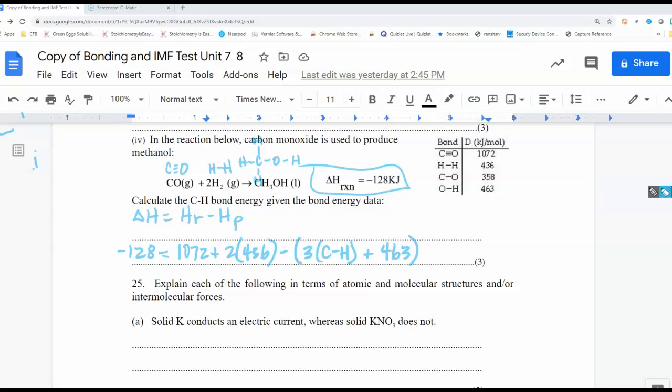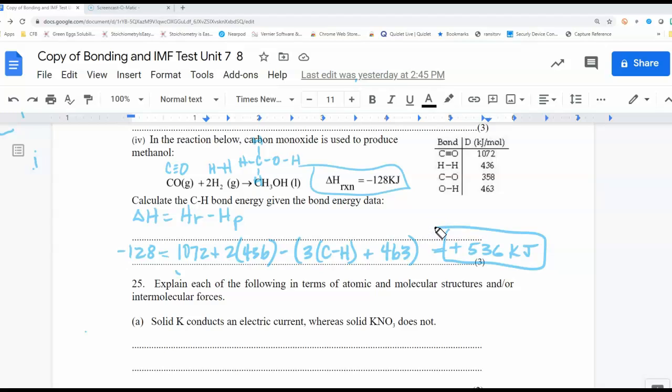Okay, so this answer then, by my calculations, comes out to negative 536 kilojoules when we calculate that all out. And actually that should come out to positive because this ends up being a negative on this side. So I should get 536 kilojoules.